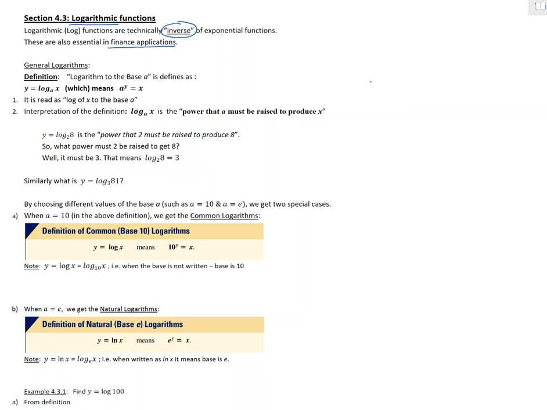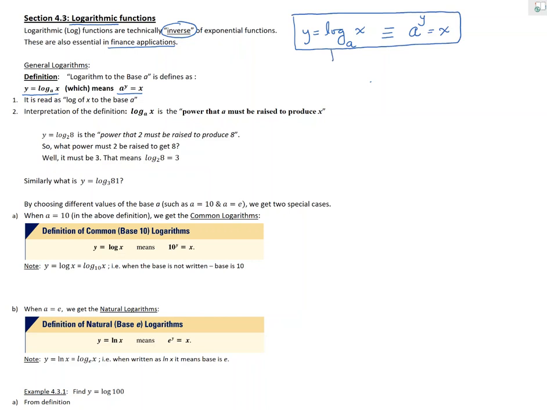The definition of a log function is as follows. So y is log of x to base a, and that means that a raised to the power y is equal to x. So when somebody says y is log of x and the base is a, what they mean is that a raised to the power y is equal to x. So these two statements are equivalent to each other.